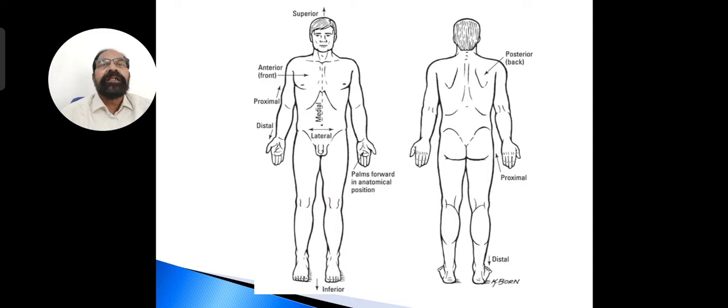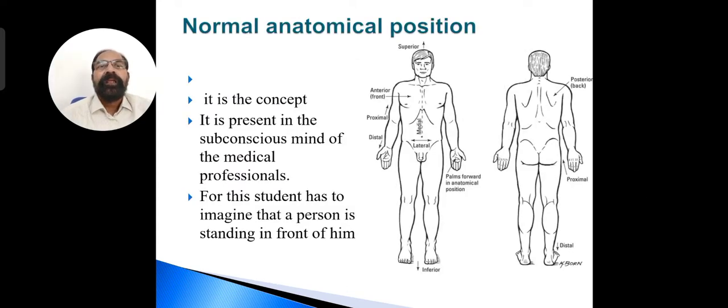So you can see the normal anatomical position. Imagine a man is standing in front of you with erect posture, head straight, and you can see the limbs hanging by the side, facing forwards, and the feet firm on the ground with toes facing forwards. So this is the anatomical position. So it is a concept.